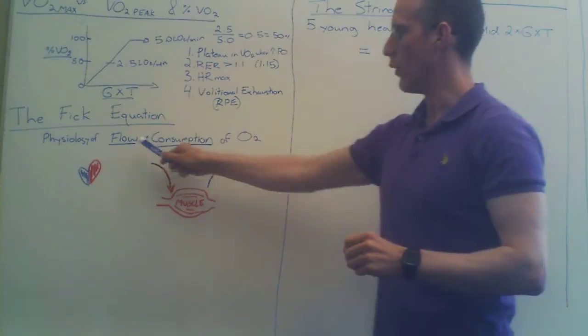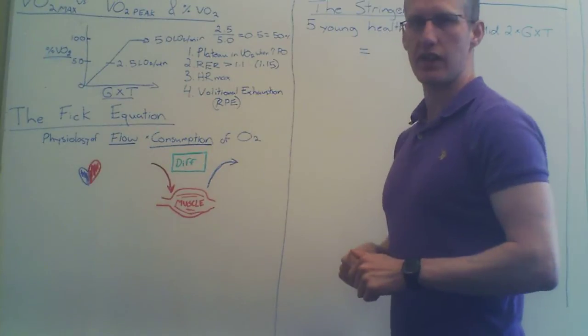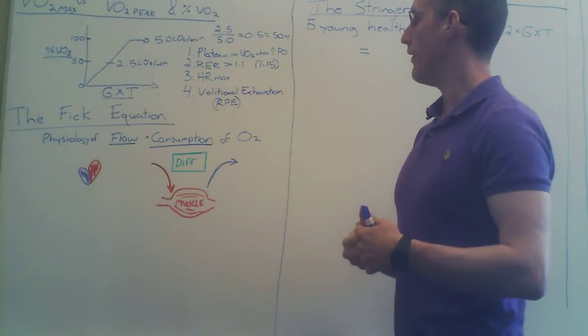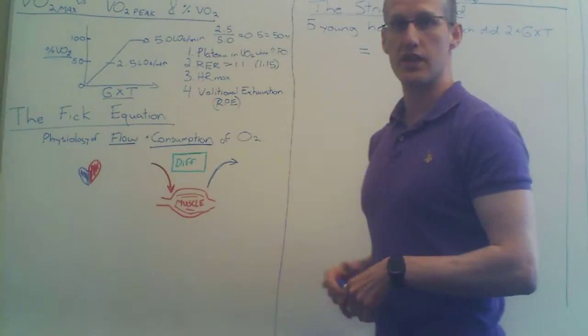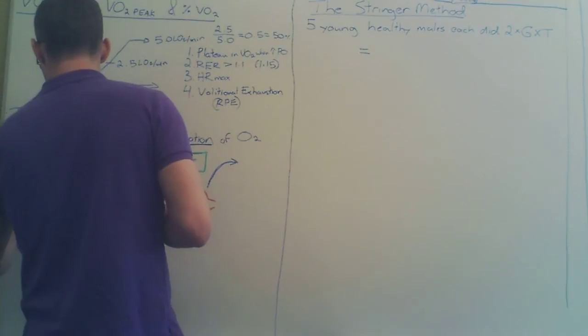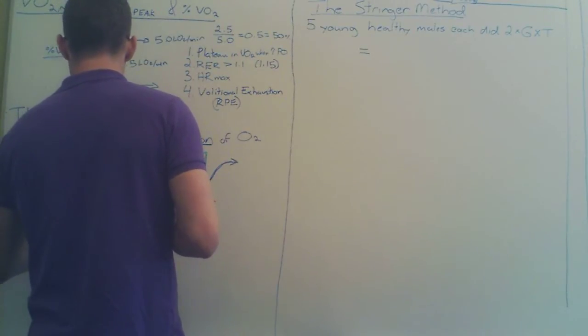So, what is flow? Flow we measure at the heart. Oxygen is delivered to our body through blood, okay? And therefore, flow is the blood coming out of the heart. We can simplify this as the heart rate times the stroke volume.